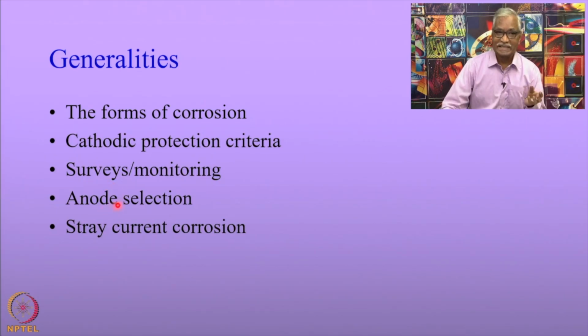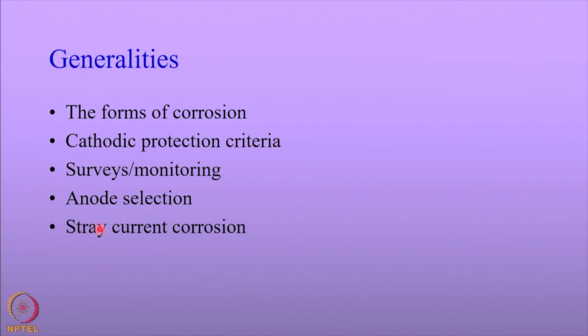The anode selection criteria and the way you calculate the ground resistance are very similar to the way you do it for pipelines. The storage tanks also suffer from stray current corrosion, because there are currents that stray from the anodes of the cathodic protection systems to other structures and then return back to the storage tanks. So, they also suffer stray current corrosion. So, these are generalities which we will not be discussing in this lecture.